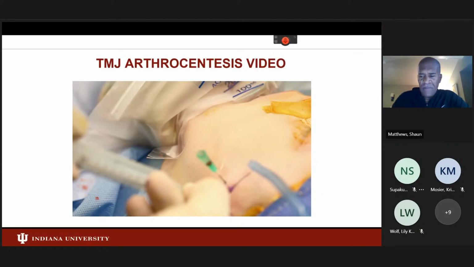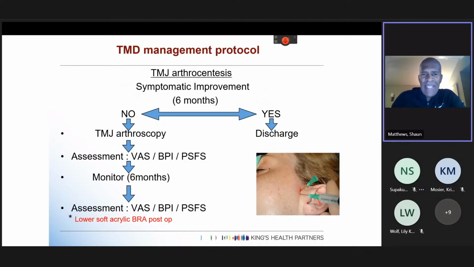I hope that's clear. Now, once we've done that, I then ask myself 6 months later, has the patient's symptoms improved? If the answer is yes, they are better, then I discharge them from my care down the right.